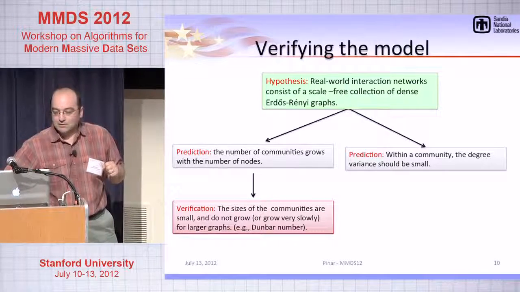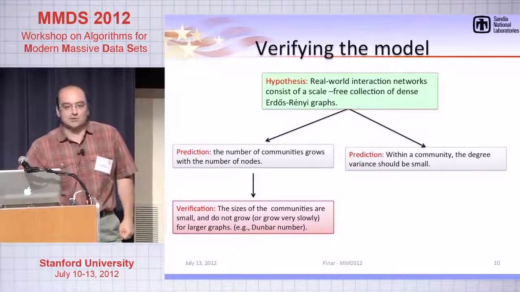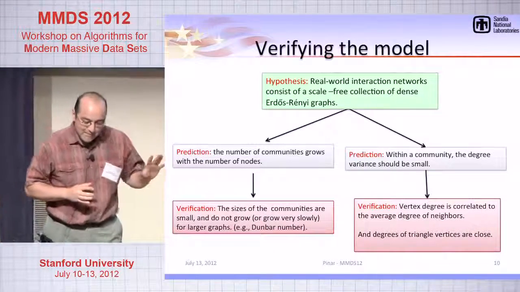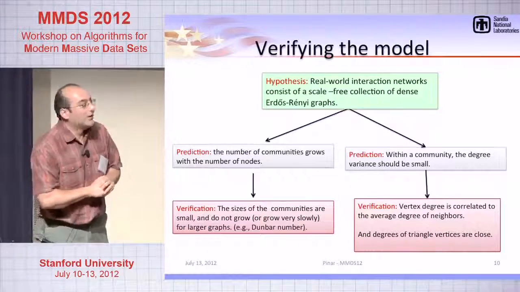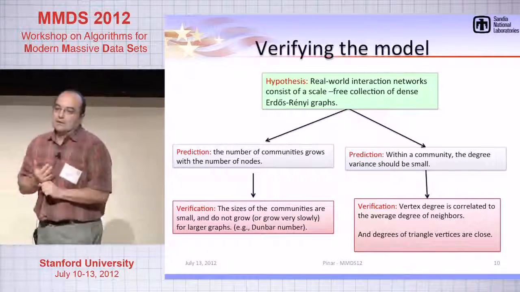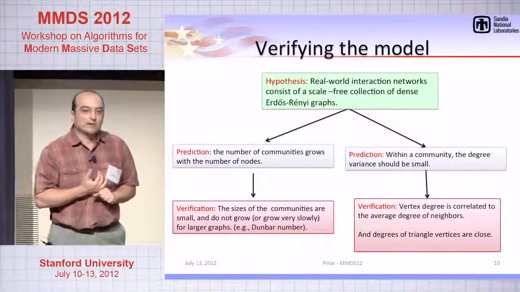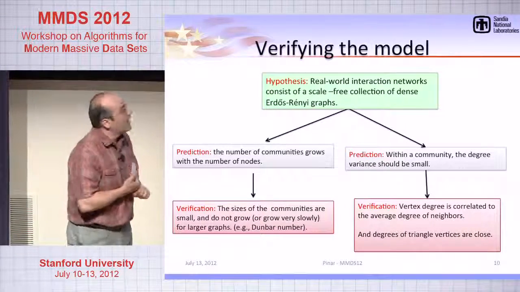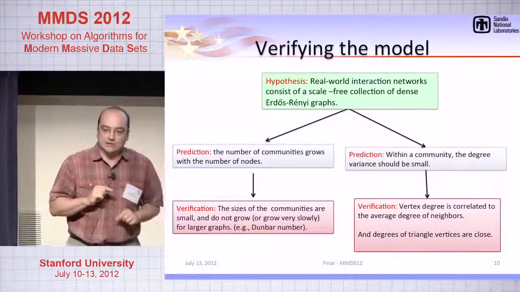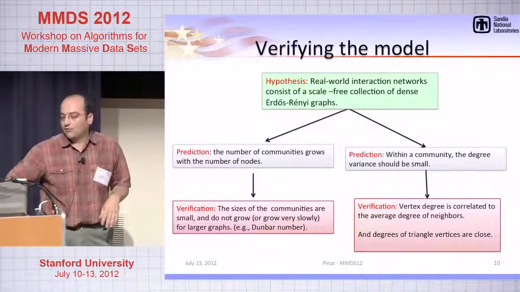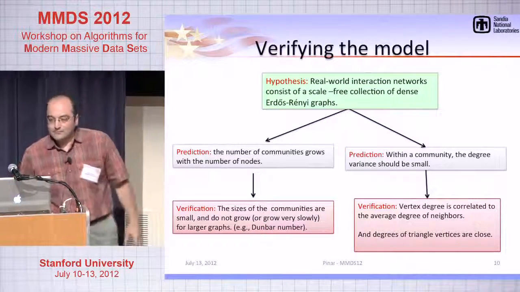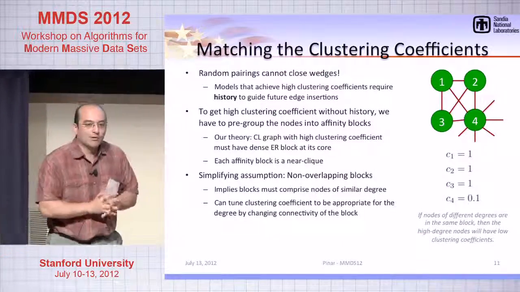And here's another prediction. Within a community, the degree deviation, the variance, should be small. Since we cannot find these communities, I'm staying away from that. But instead, what I can verify is that the degree of a vertex is correlated to the degrees of its neighbors. And if I look at all the triangles in these graphs, they're close in degrees. So we have experiments and we can verify these things. All right, so this is the concept. That's the core idea about how we want to build our model.